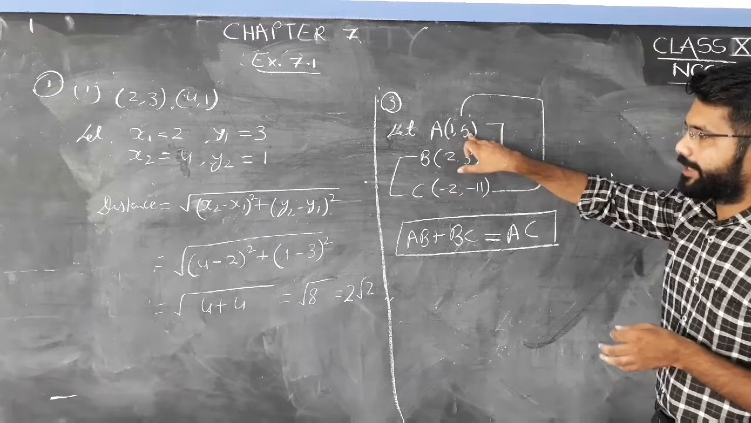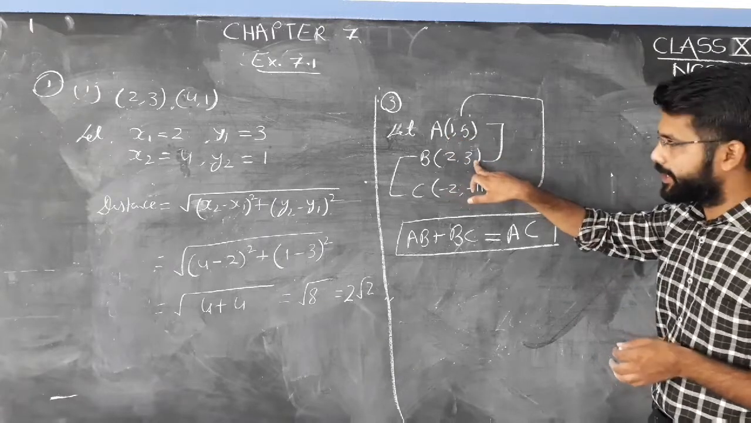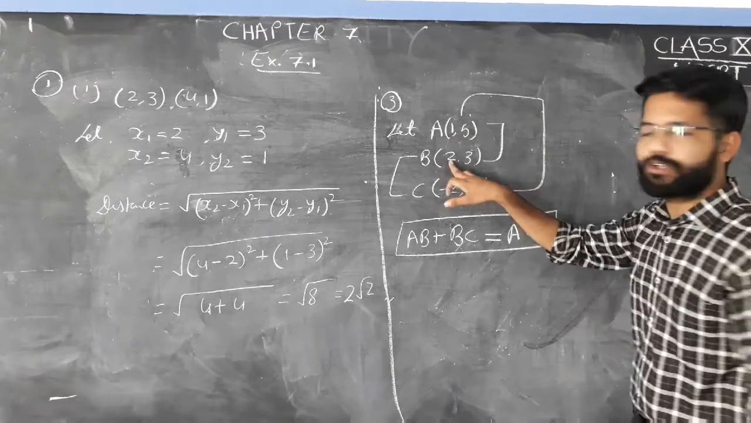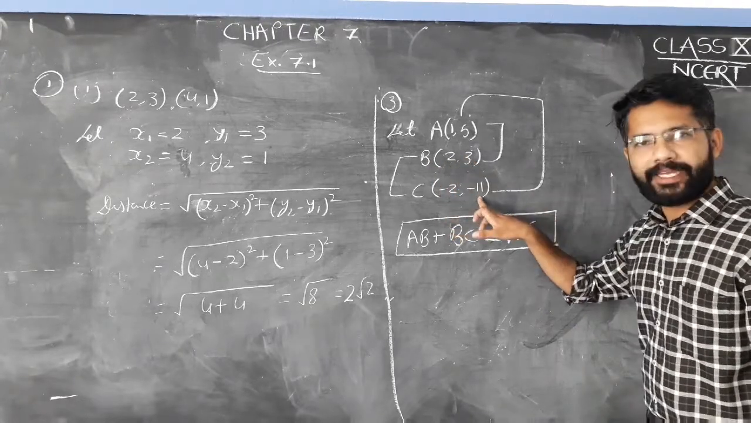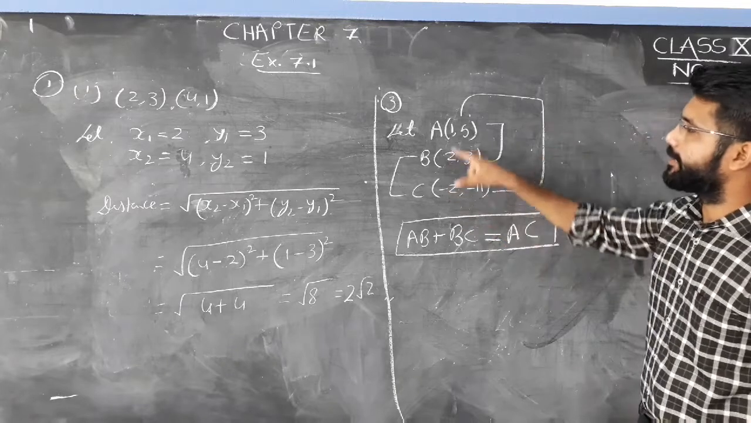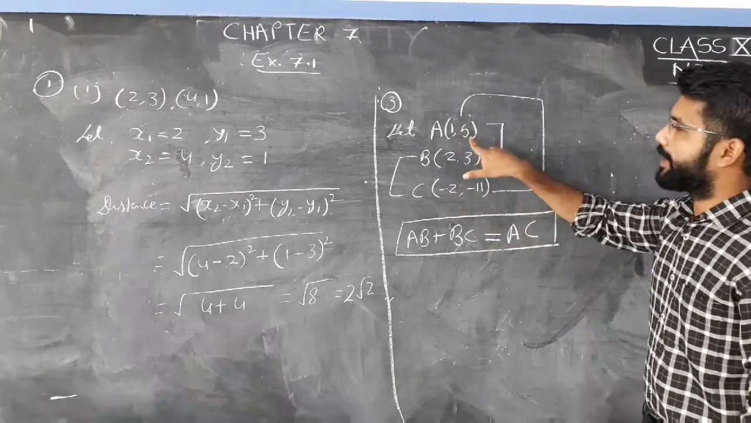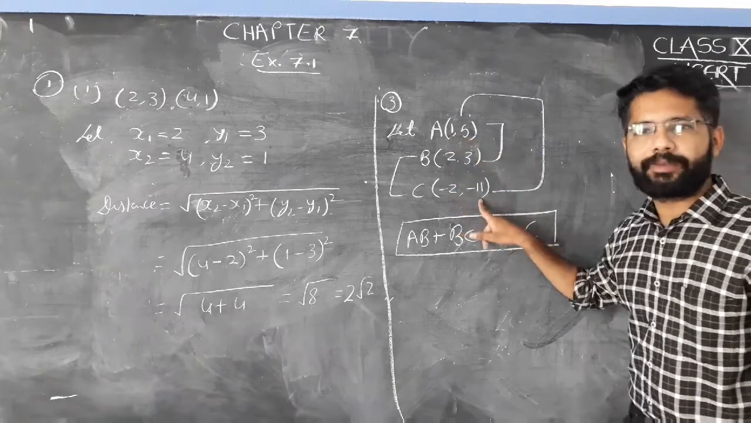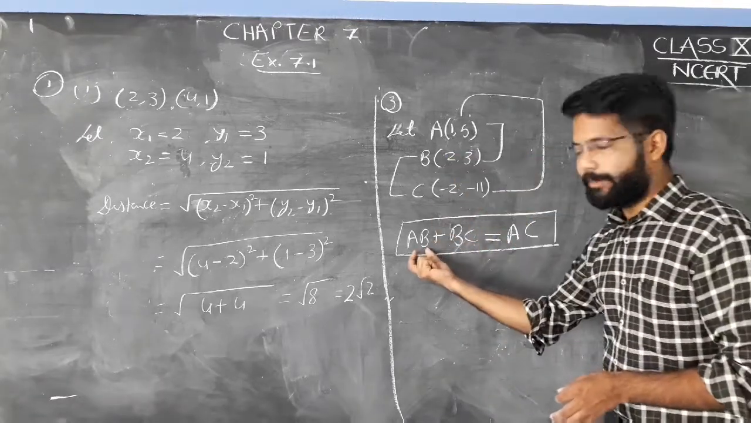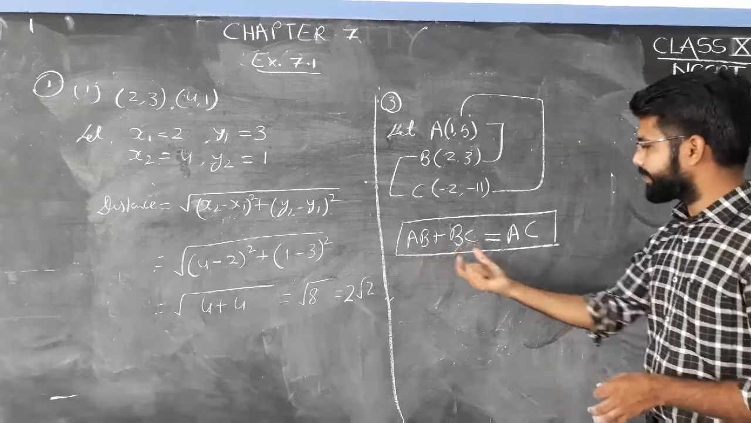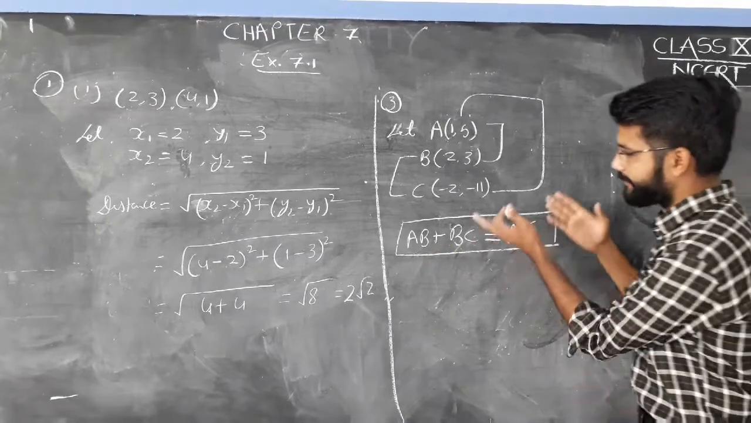x1 1, y1 5, x2 2, y2 3. In case of BC, you will take x1 2, y1 3, x2 minus 2, y2 minus 11. Okay. In case of AC, you will take x1 1, y1 5, x2 minus 2 and y2 minus 11. Okay. So find the value of distance between AB, distance between BC and distance between AC and put their values here.